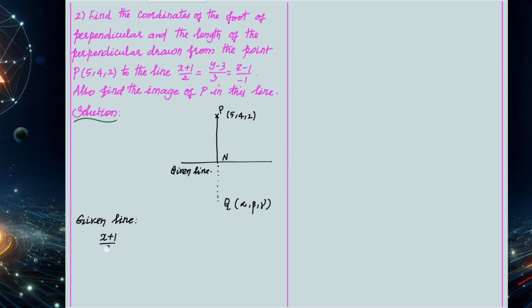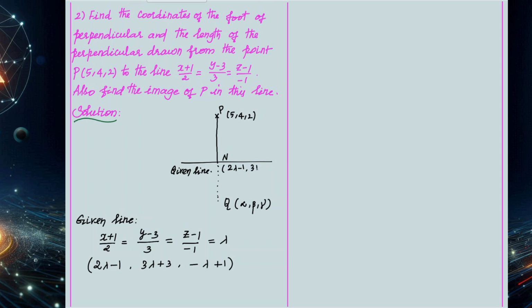So the given line is (x plus 1) divided by 2 equals (y minus 3) divided by 3 equals (z minus 1) divided by minus 1. Let us take any point on this line by equating this to some constant. Let us take that constant as lambda. Equating the first term to lambda, we get the x value, that is 2 lambda minus 1. Y term gives 3 lambda plus 3, z term gives minus lambda plus 1. So this is the general point on the given line.